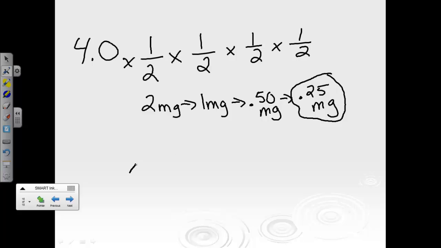But another way you could have done the math is if I took 4.0, I also could have multiplied it by 1/2 raised to the 4th power. This is absolutely a situation of for you to use whatever system works best for you. There are lots of different ways to show this math. You can draw me some pictures as long as they're labeled and identified, but that's how we get there, and 0.25 milligrams is our final answer.